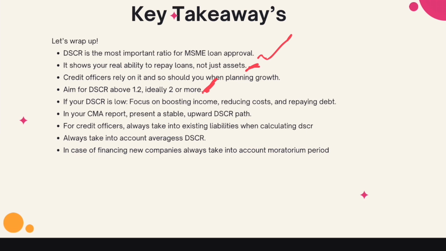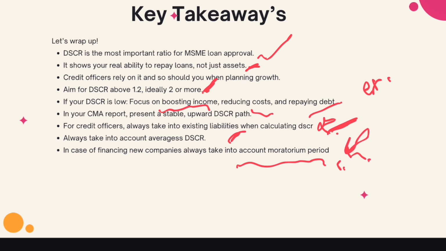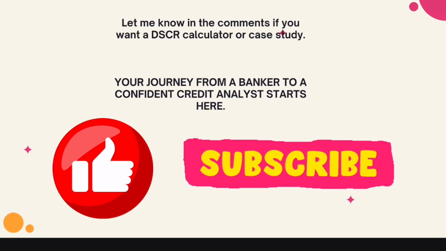If your DSCR is low, focus on boosting your income, reducing your costs, and repaying your existing debt, right? In your CMA report, present a stable upward DSCR path. For credit officers, please take into account existing liabilities when calculating DSCR. I am saying this again and again. Always remember that, right? Always take into account average DSCR. Got it? In case of financing new companies, always take into account the moratorium period. This is very much a must, or your account will go stressed and ultimately NPA.